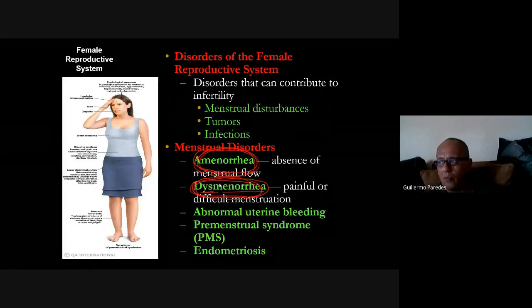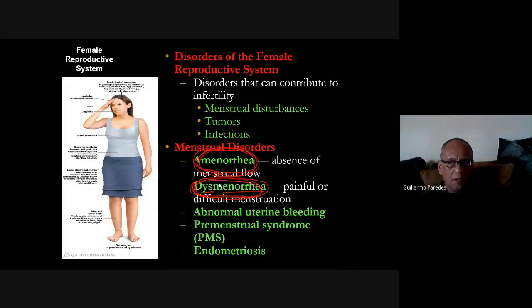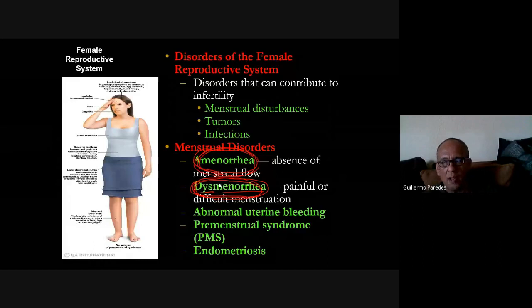That is very common when you have endometriosis. Endometrium that is outside of the uterus. Another time I will explain that to you, but it's very interesting. Anyhow, dysmenorrhea, the concept is painful during the menstrual cycle. Okay?